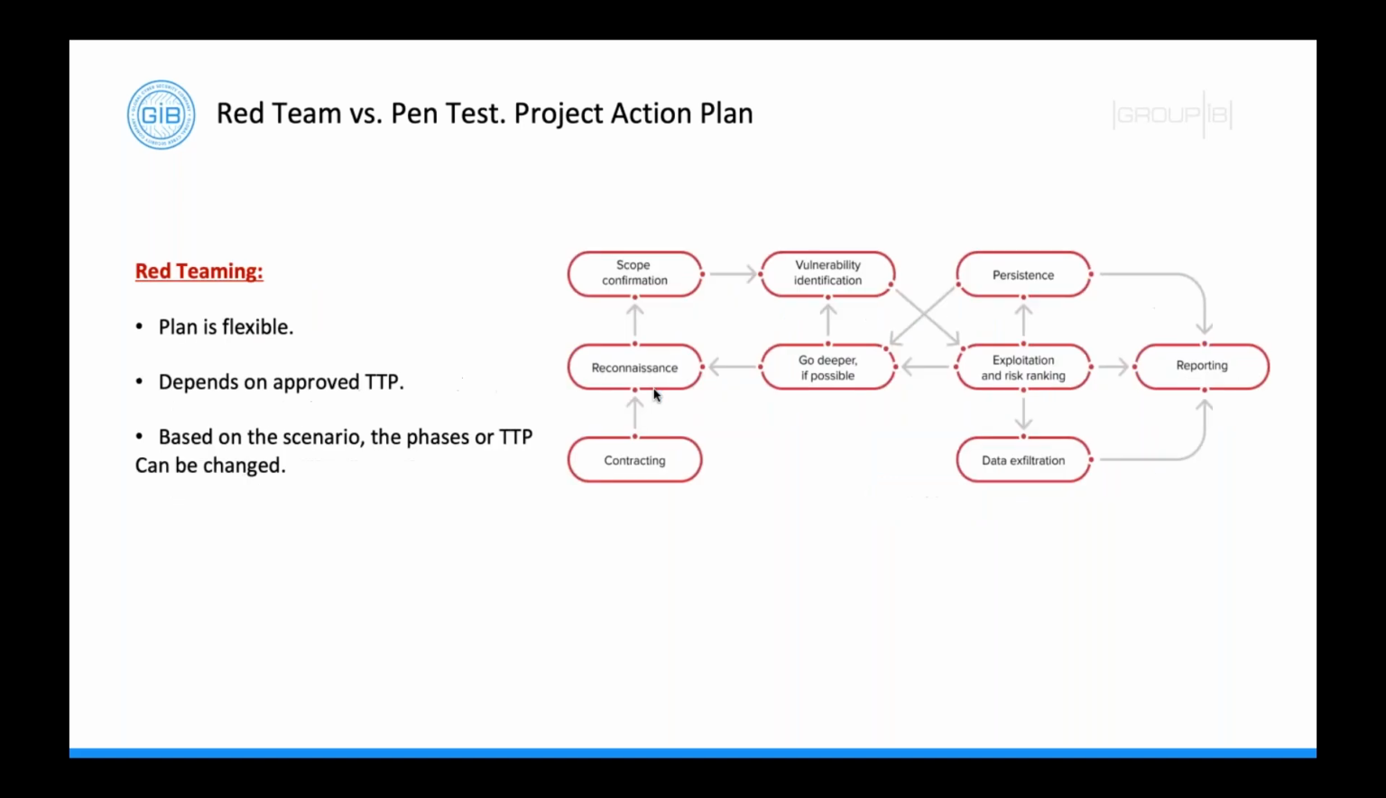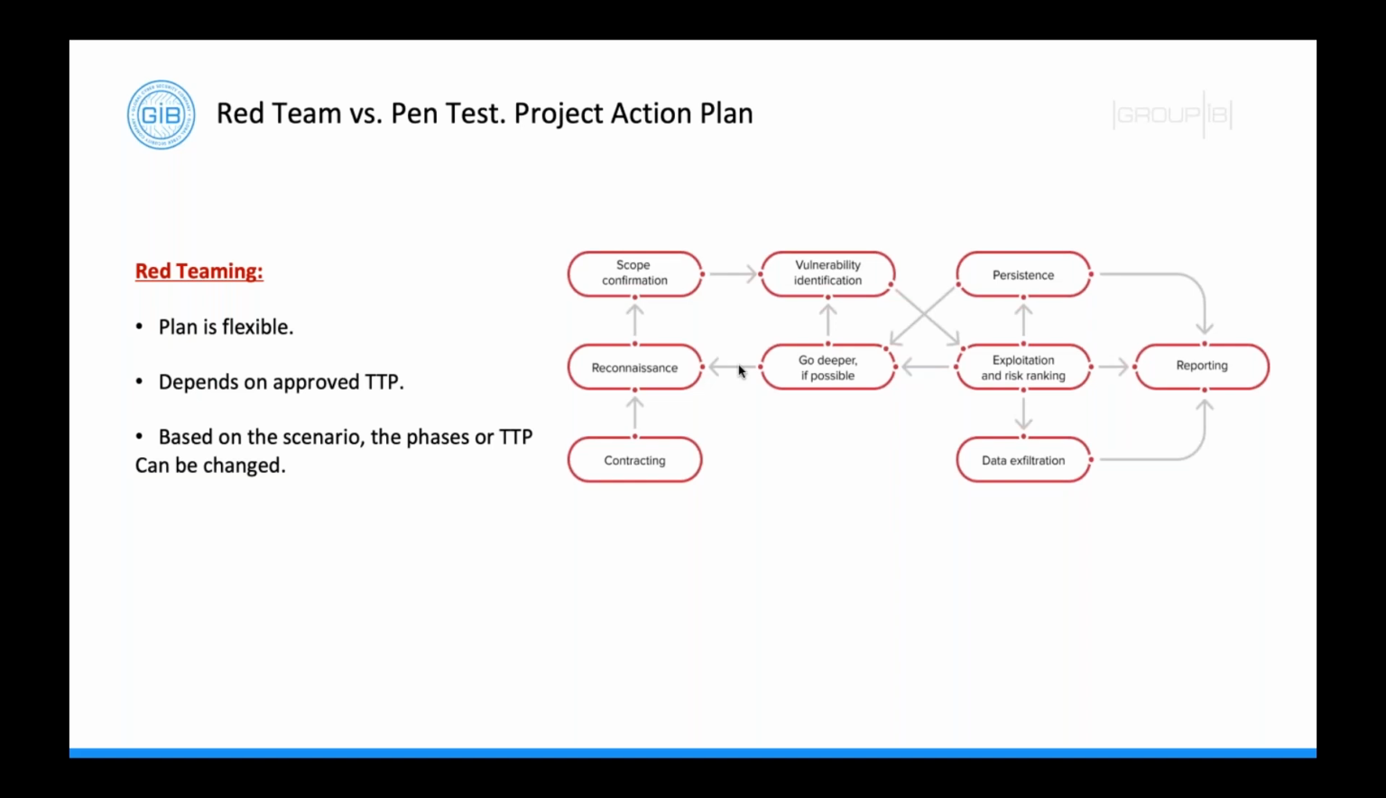It's very linear. When it comes to looking at red teaming, the project plan can be very flexible. They can shift between gaining persistence, going back to exploiting different vulnerabilities, regaining access to a system, gaining access to other systems, maybe going back to the reconnaissance phase, identifying other systems that might exist. So the plan can be very flexible, and it depends on the approved TTPs from the bank, whether that includes different offensive means to conduct the red teaming operations or not, or many other variables.